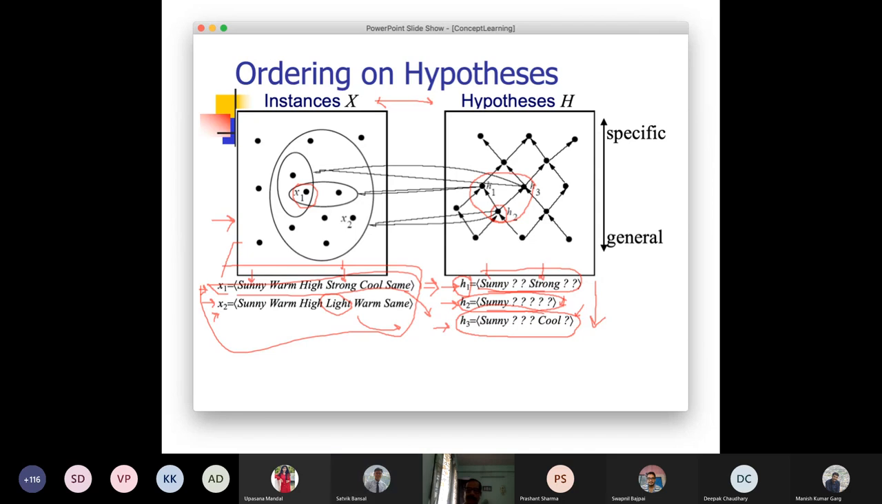If you consider all don't care, it is general to any hypothesis in that space. If you consider all null, it is specific to all hypotheses. We will come to those properties also. So that is the general to every hypothesis, and the specific to every hypothesis, there exists a hypothesis in that representation.